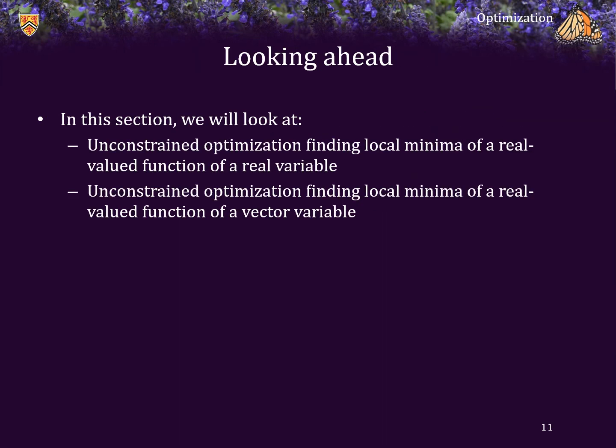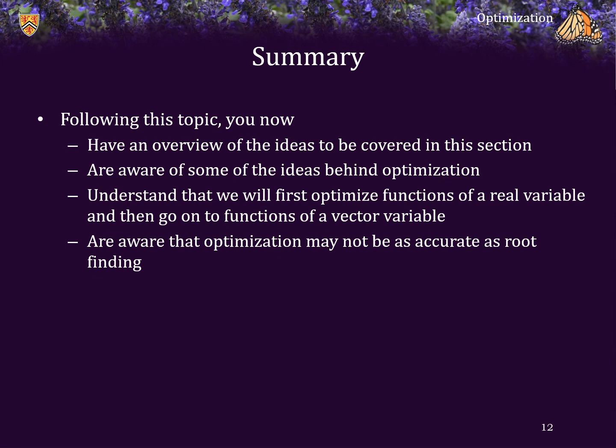However, in this section, we will be looking at unconstrained optimization, finding local minima of a real valued function of a real variable, and then we will go on to finding local minima of a real valued function of a vector variable. Following this discussion, you now have an overview of what will be covered in this section. You're aware of some of the ideas and definitions behind optimization, and you are aware that we will first optimize real valued functions of a real variable, and then go on to real valued functions of a vector variable. And we will focus on minimization, as maximization is simply minimizing the negation of the function.